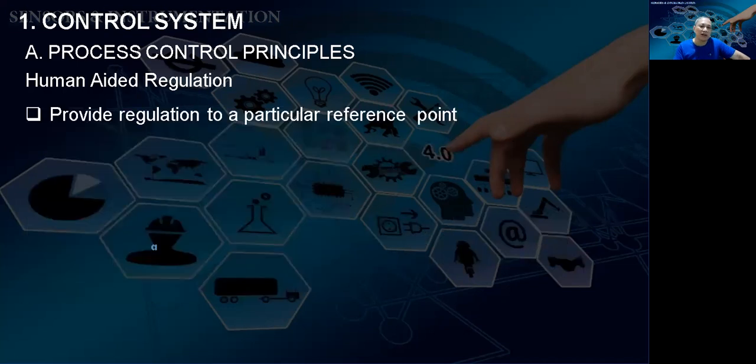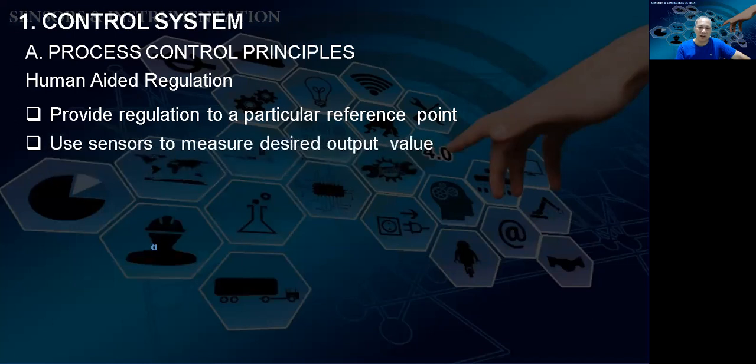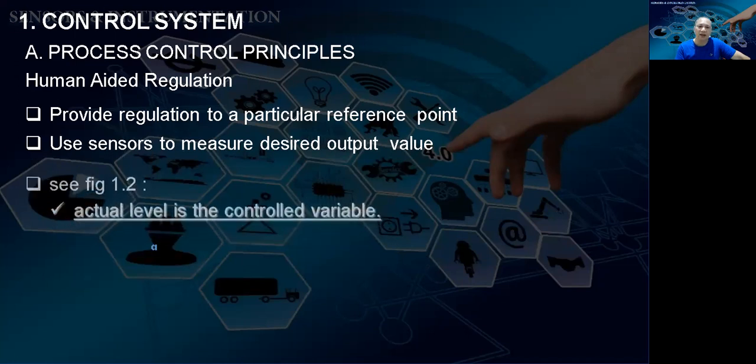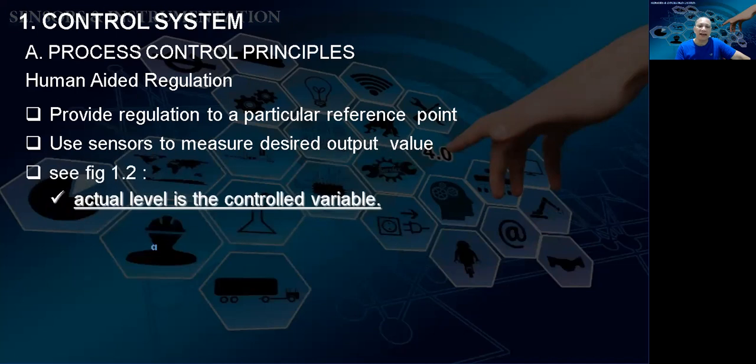Human-aided regulation provides regulation to a particular reference point. So the human is looking at the reference point, the level, and then adjusts the level accordingly. So we use sensors to measure the desired output value, and then we can see that the actual level is the control variable.